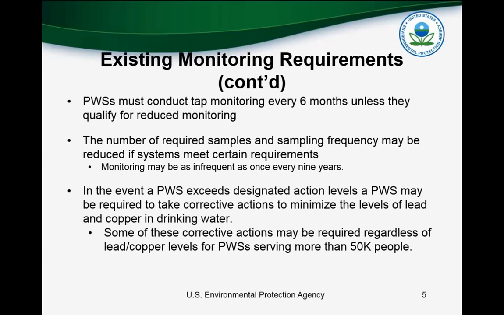In the event a public water system exceeds the designated action level, they may be required to take corrective actions to minimize the levels of lead and copper in the water. Some of these may be required regardless of lead and copper levels, particularly for large systems serving more than 50,000 people.